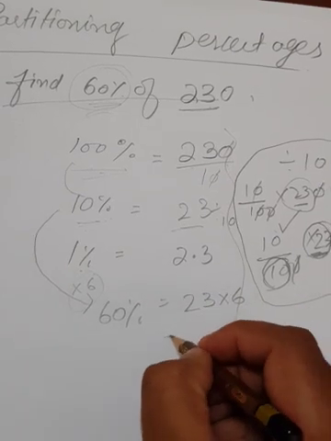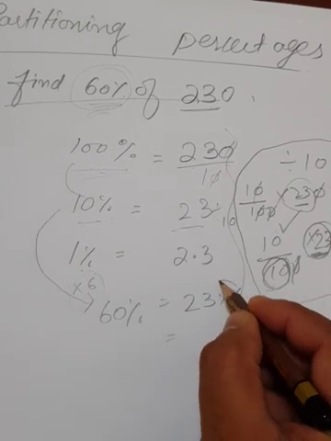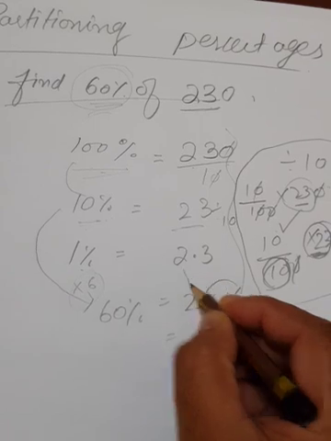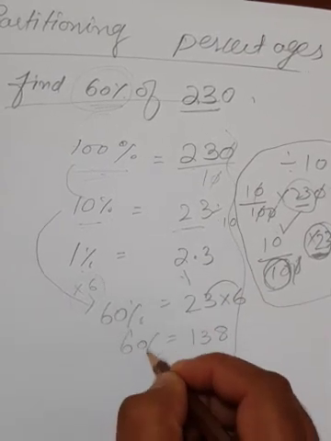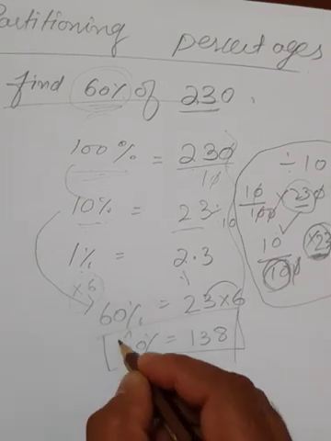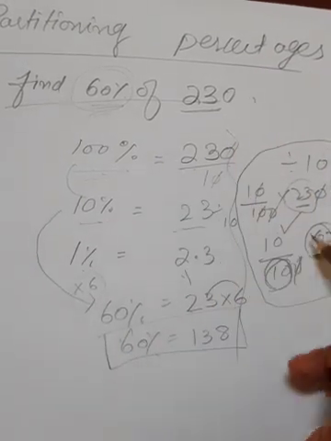Now 23 times 6 makes what? Again I will do place value multiplication. 6 times 3 is 18, 8 here and 1 here. 6 times 2 is 12 plus 1 is 13. So 138 is my 60%. That is my answer. 60% of 230 is 138.